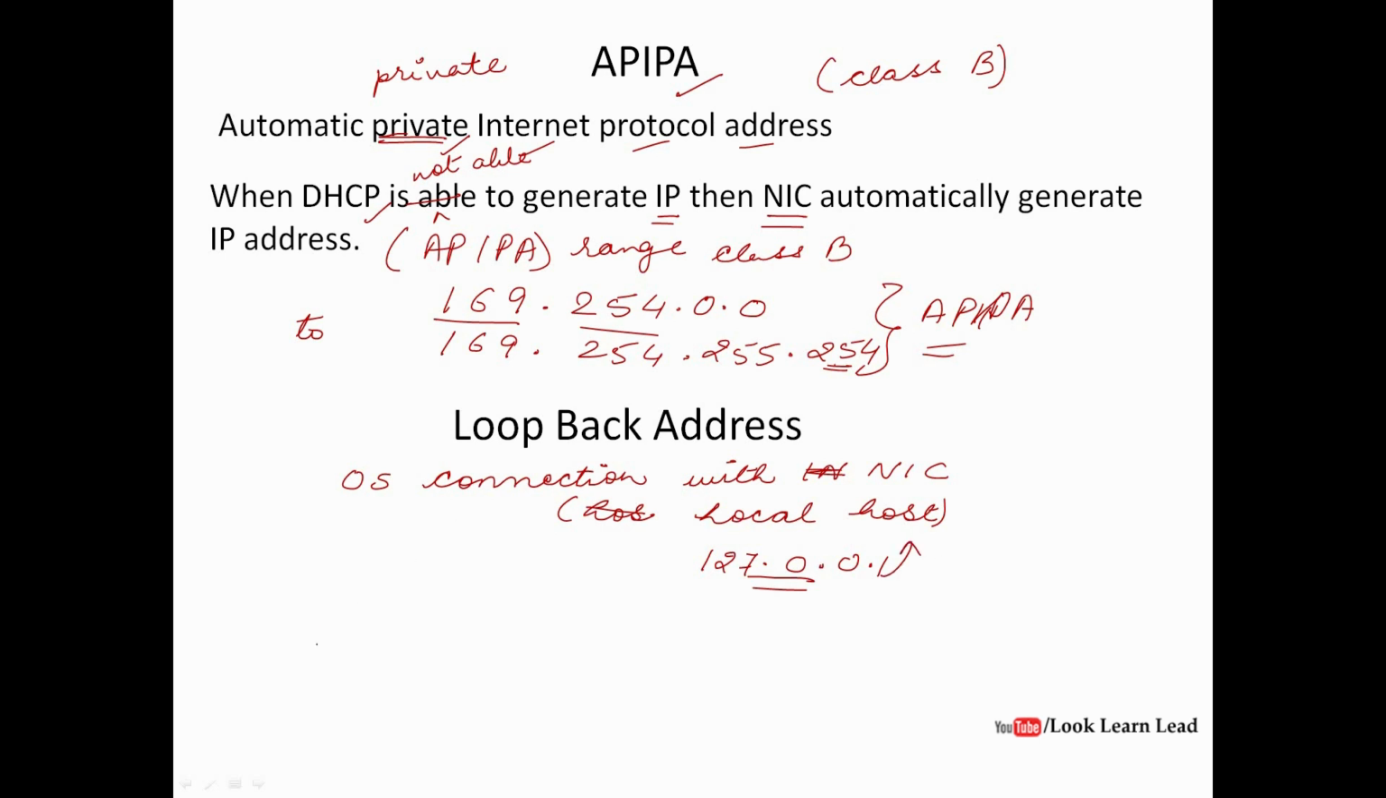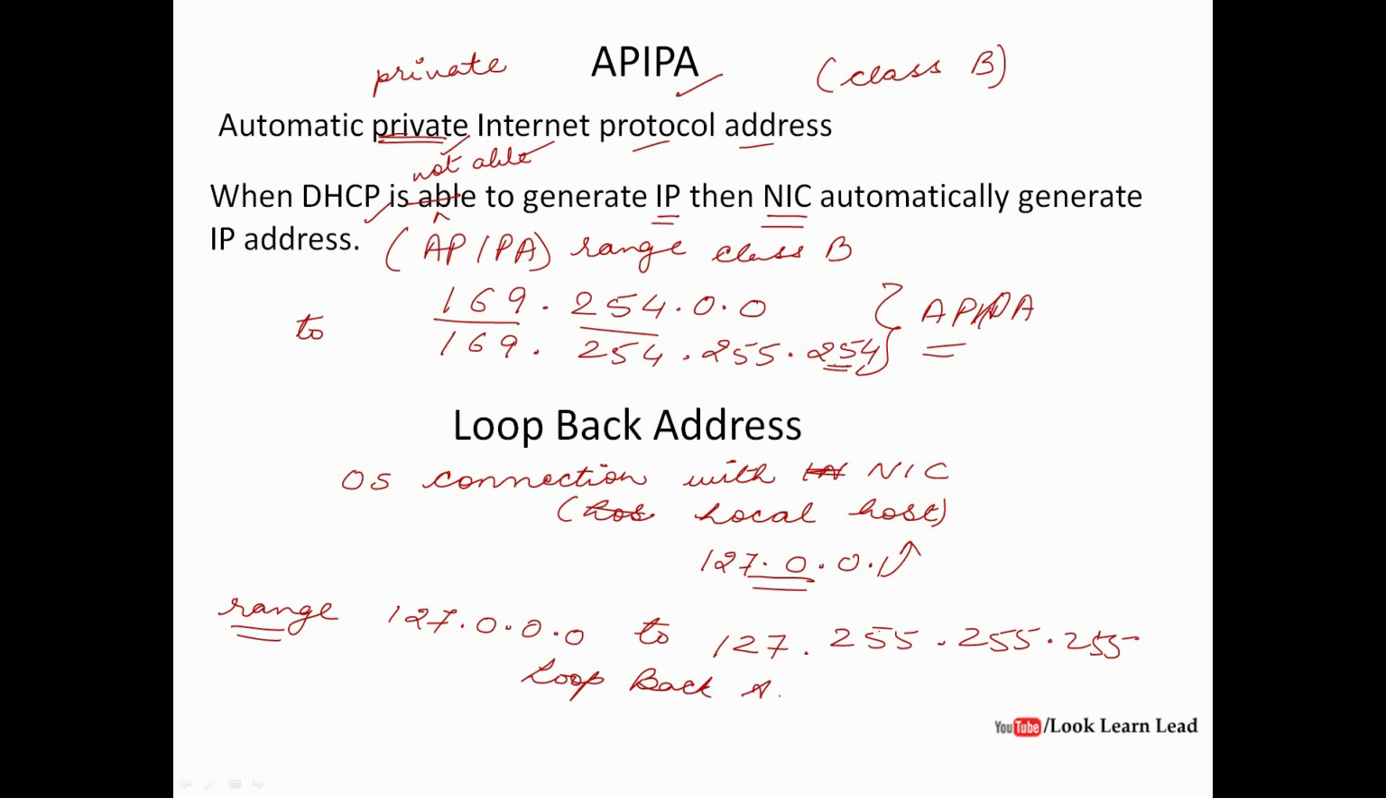But the loopback address has a range, and you have to remember this: the whole series of 127, that is 127.0.0.0 to 127.255.255.255. This whole range is reserved for loopback addresses. So this is all about IP addressing.